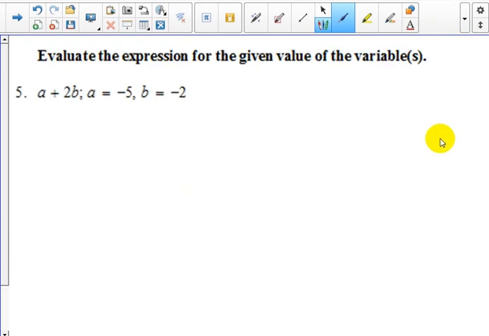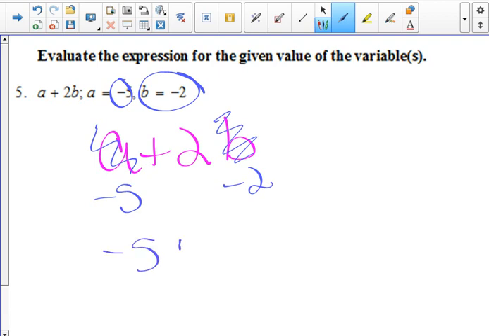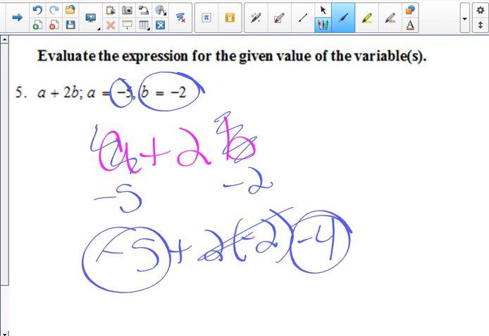Number 5 says evaluate the expression for the given values of the variables. And they give us a plus 2b. And they give us that a is equal to -5. So everywhere we see an a, we're going to replace it with the -5. And everywhere we see a b, we're going to replace it with the -2. So let me rewrite the equation with those replacements. -5 plus 2 times -2. Well, following your PEMDAS rules, this is first, so -4. So we have -5 plus -4, which is a -9. And that's your answer.